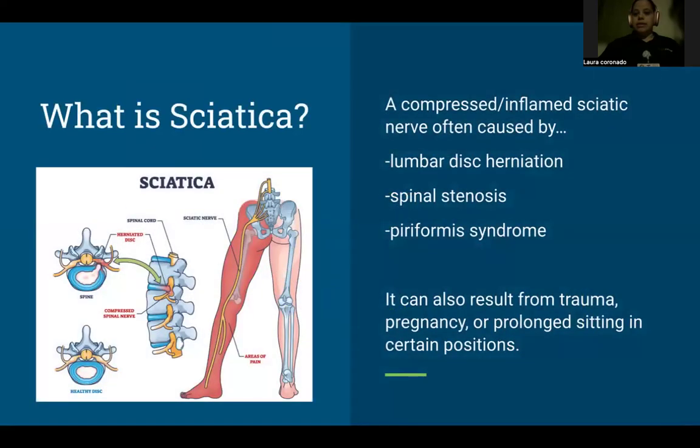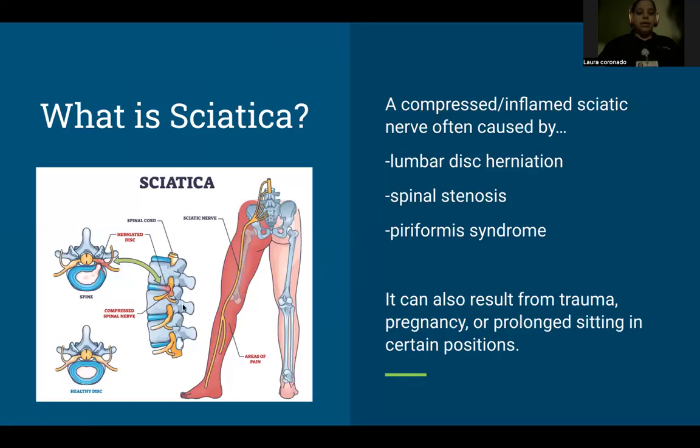So, what is sciatica? Sciatica is a compressed, inflamed nerve that is often caused by a lumbar disc herniation, spinal stenosis, piriformis syndrome. Those are a little bit of the main causes, but it could also result from trauma, pregnancy, prolonged sitting in certain positions, being overweight as well, as that was one of my factors for the patient that I just saw in clinics.